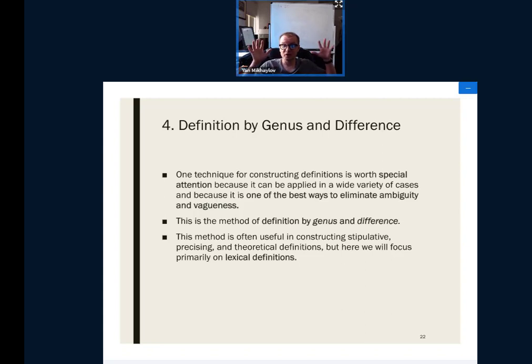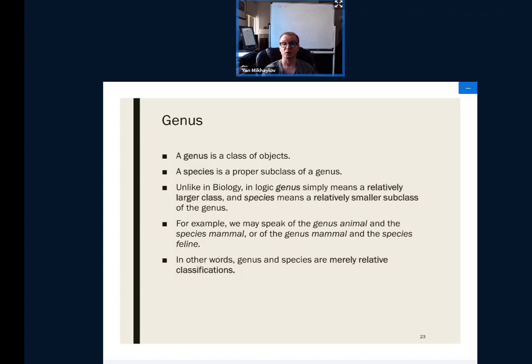This is the king of all definitions, goes way back, all the way to Aristotle actually. Aristotle was using this method in ancient Greece, around 2400 years ago: genus and difference. What is it? It's typically used for creation of lexical definitions, the ones we see in a dictionary, and this is how it essentially works. First of all, what is a genus? A genus is a class of objects.